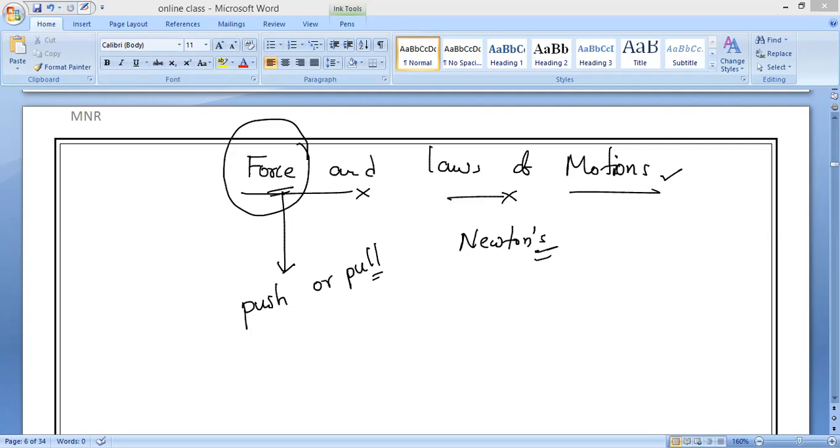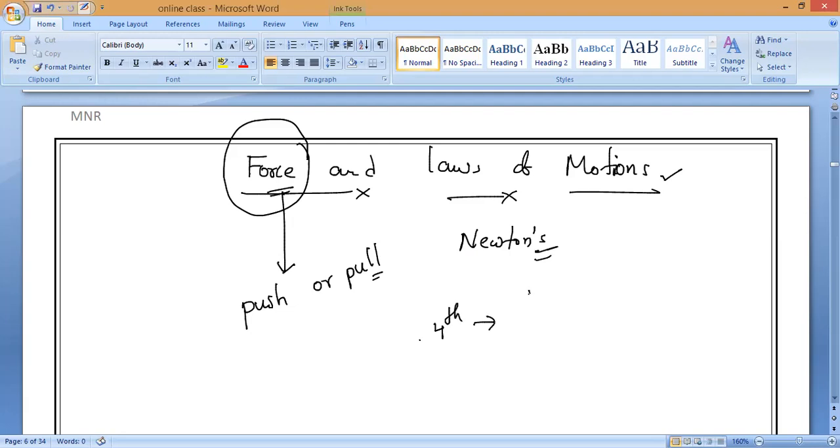The 5 effects of forces which we studied: a force can move a stationary body, first one. Second one, a force can stop a moving body. Third one, a force can change the speed of a moving body. Means in the sense of what? A body which is moving slow may increase its speed. A body which is moving fast may decrease its speed. That is, a force can change the speed of a moving body. Next one, what is the 4th effect of force? Anyone? Direction. So by applying force, we can change the direction of a moving body. Yes or no, everyone? And the last one, that is the 5th effect of force. What is the 5th effect of force, guys?